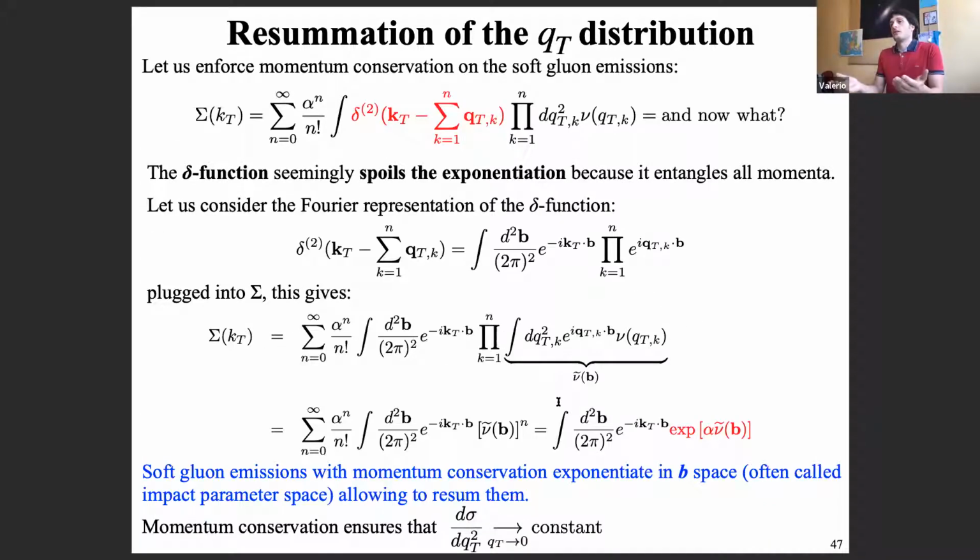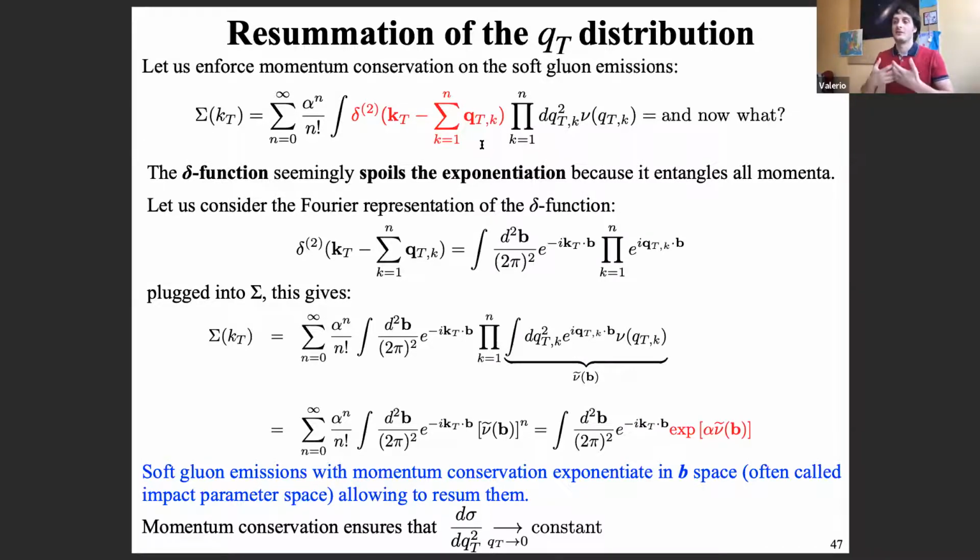Well, the solution is simple. Let us enforce the momentum conservation. You just take the cumulant cross-section, the way we defined that. You remember it was a sum of terms like this, and then let's plug in the momentum conservation delta function. Well, now what's the next step? The problem is that this delta function entangles all momenta, and so this means that the exponentiation is spoiled. So we cannot really carry out all these integrals one by one and eventually resum all the terms.